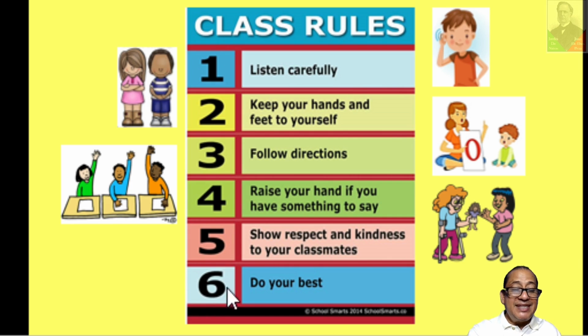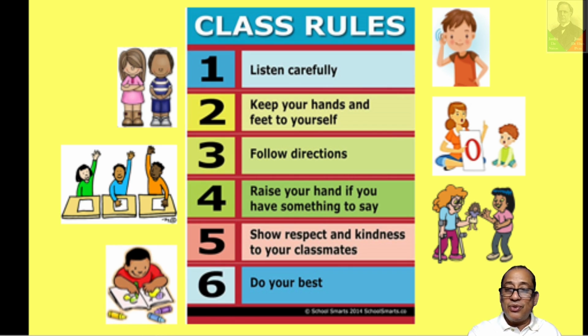This is number six. Say number six. Do your best. Repeat, please. Do your best. Do you know what means do your best? Do your best means haz tu mejor esfuerzo. Very good. Do your best.